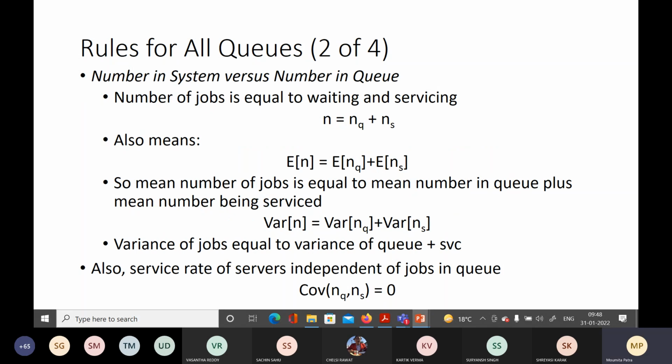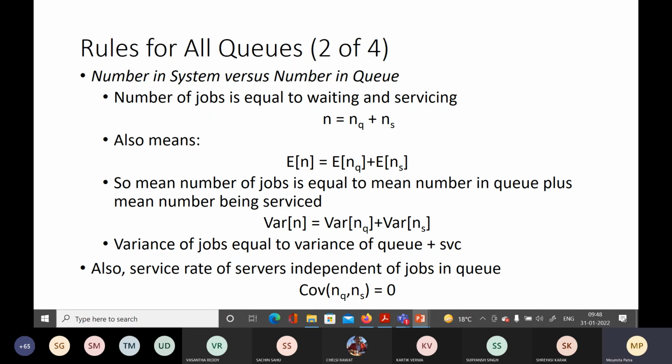Now let's get to the next part, which is basic: the number of jobs in the system, and there is a relation between the number of jobs in the system and the number of jobs in the queue. We have seen that the total number of jobs in the system is equal to the total number of jobs in the queue plus the total number of jobs that are being served currently. That is n is equal to nq plus ns.